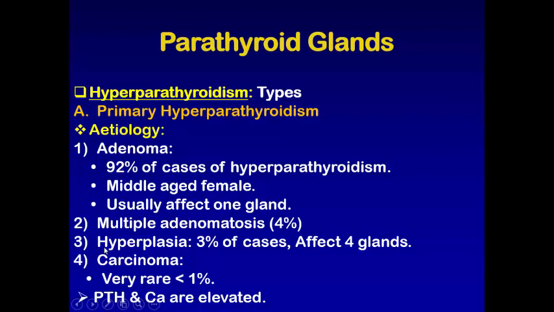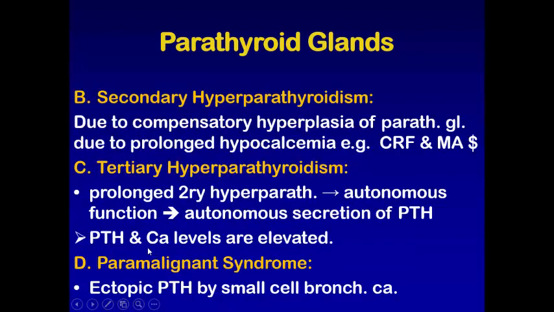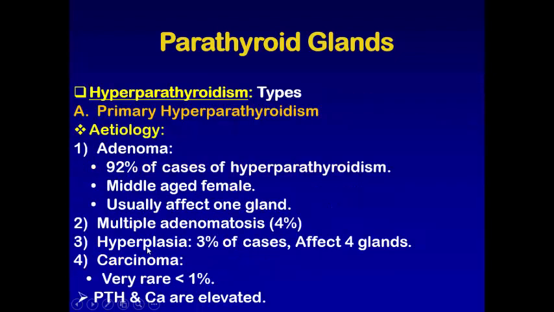Also, another third cause is hyperplasia. Hyperplasia in 3% of cases affects 4 glands. Carcinoma is very rare, less than 1%, and in primary hyperparathyroidism there is elevation of parathormone and calcium level.